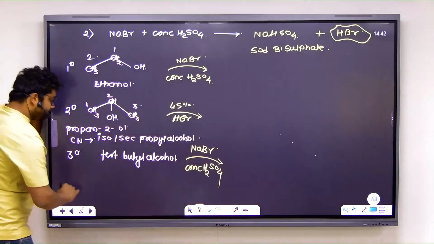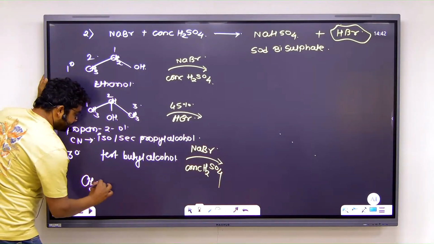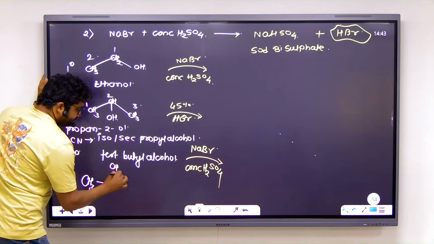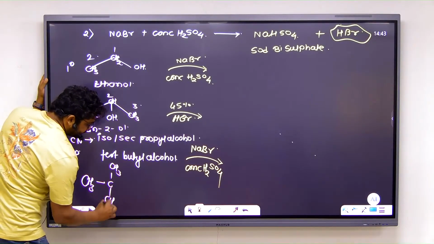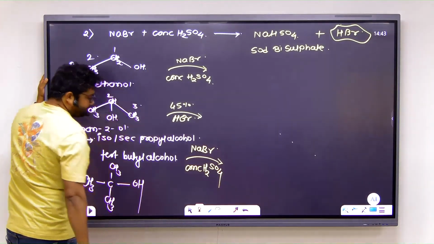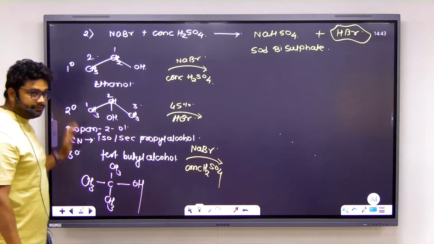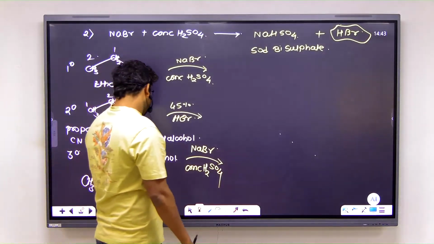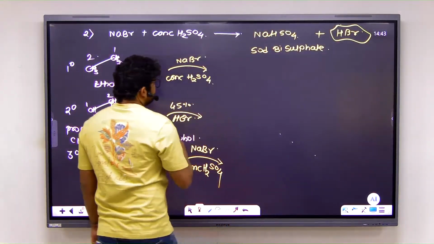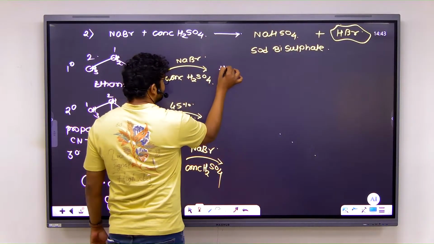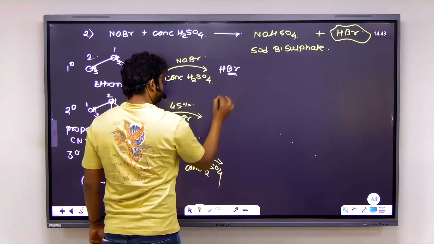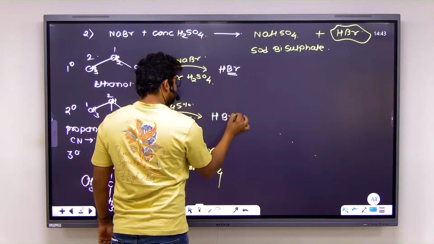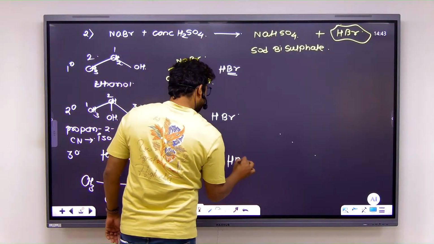Do you know the structure of tertiary butyl alcohol? A carbon has 3 CH3 and 1 OH: tertiary butyl alcohol. Now you need to just add HBr here. Just focus on the HBr.